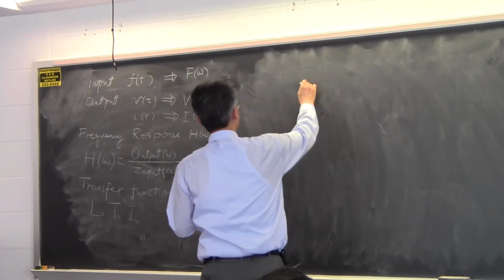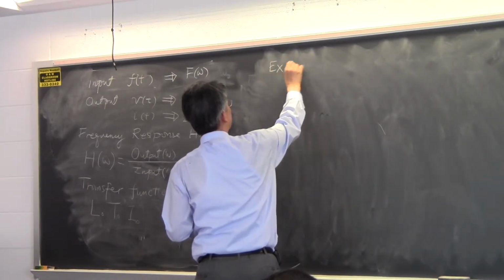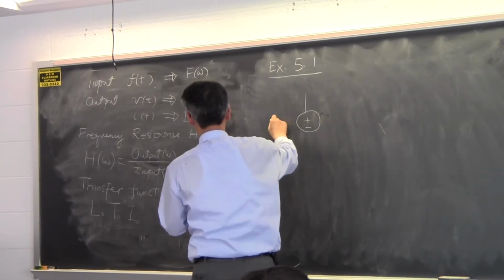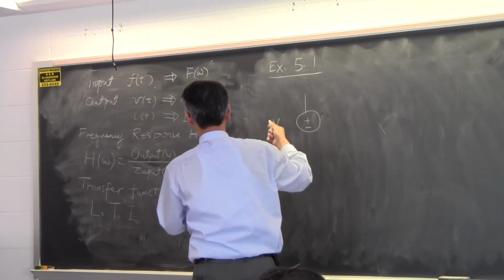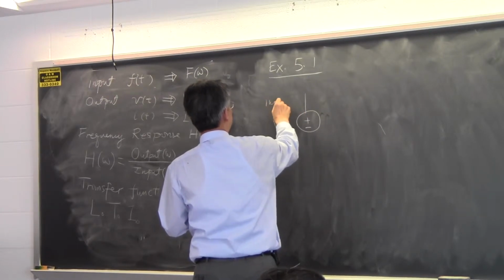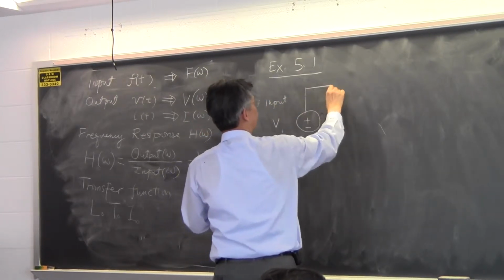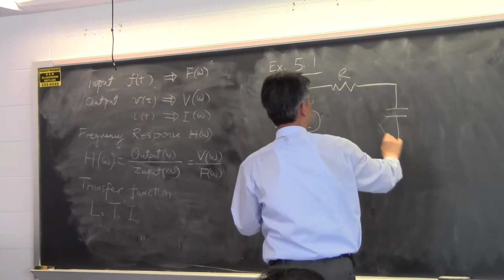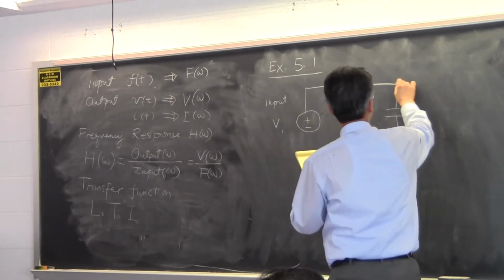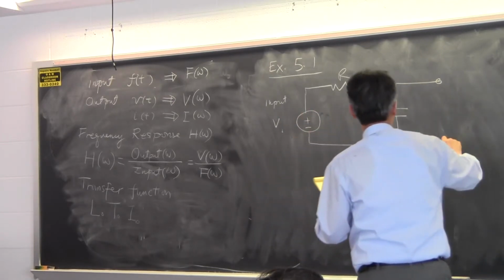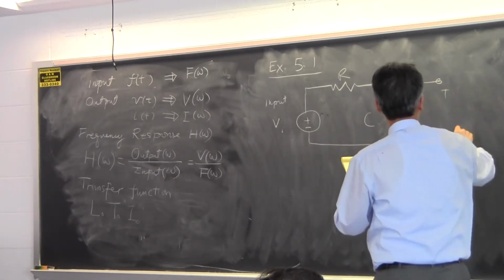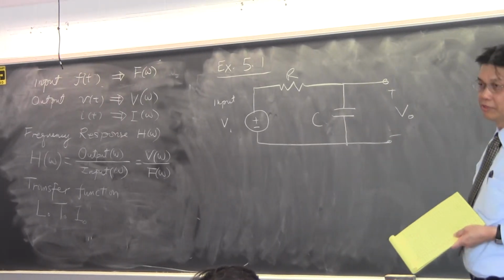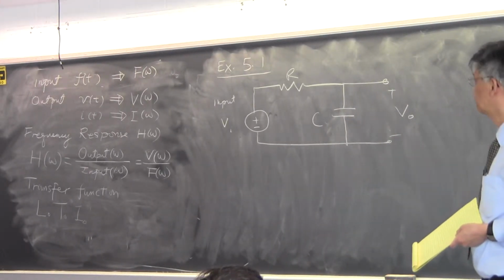So if we have a phasor circuit, like example 5.1, with an input Vi, and then I have a resistor R, and then I have a capacitor C over here, and I take this to be my output, V out. Okay? How do I write V out in terms of Vi using a phasor circuit?